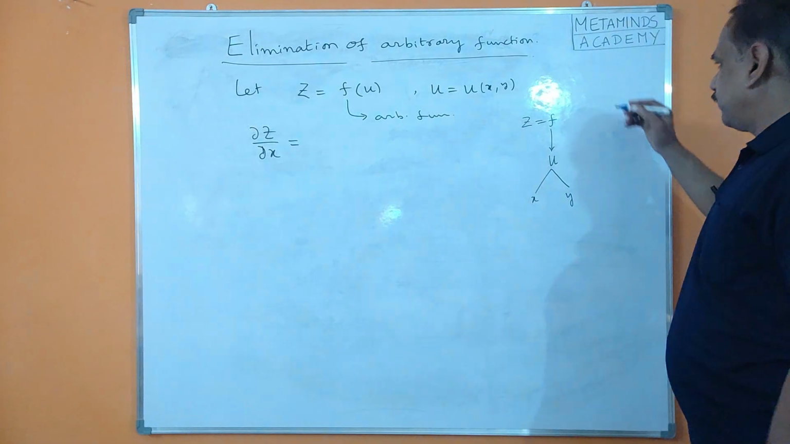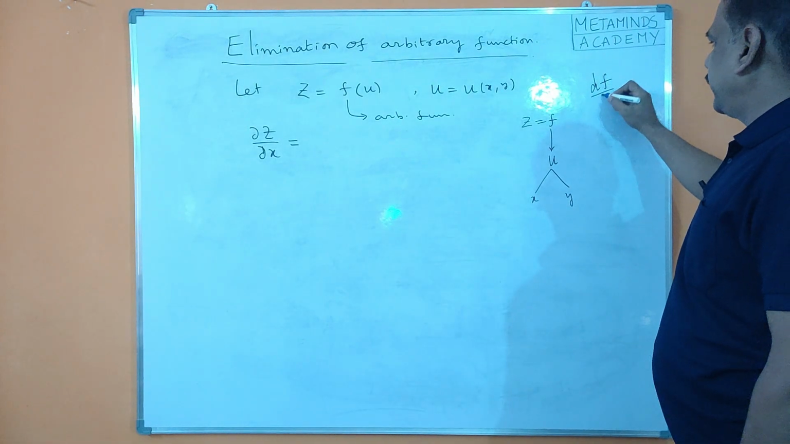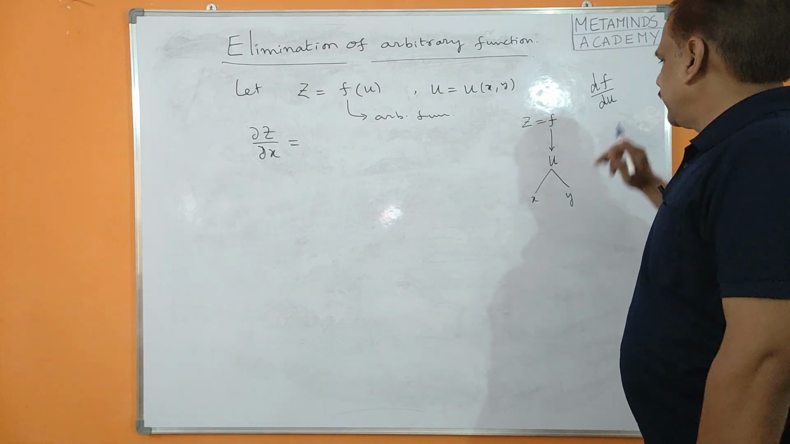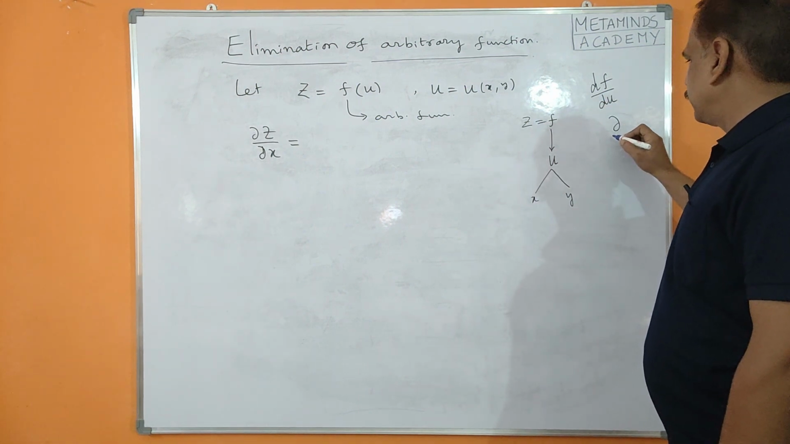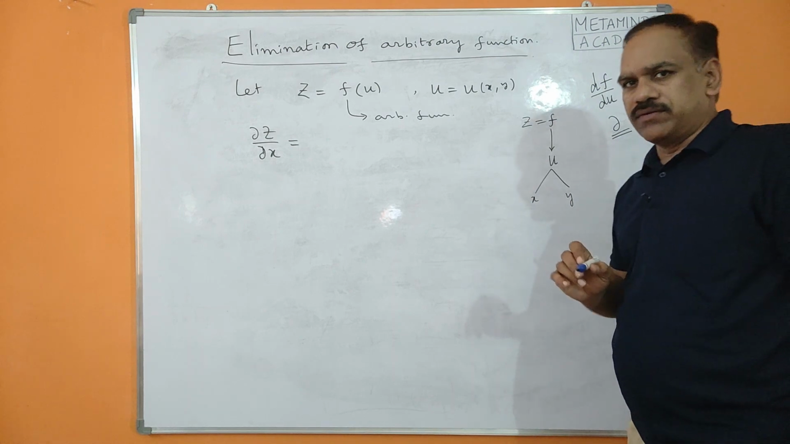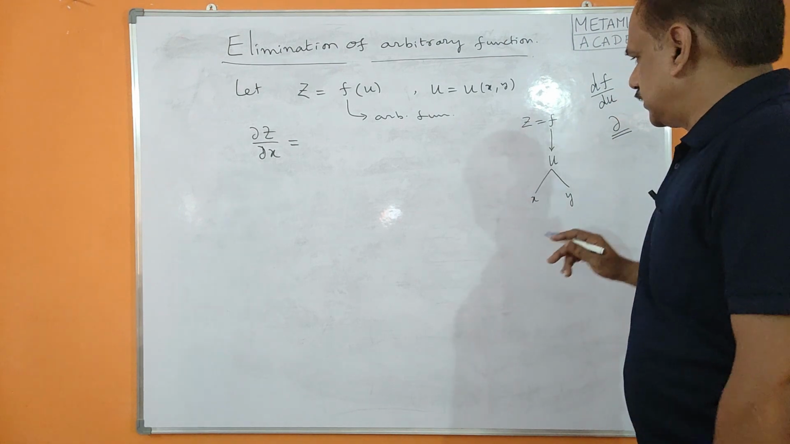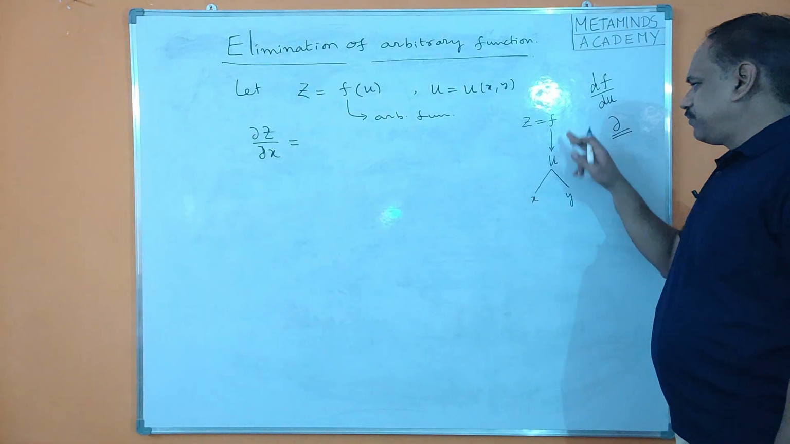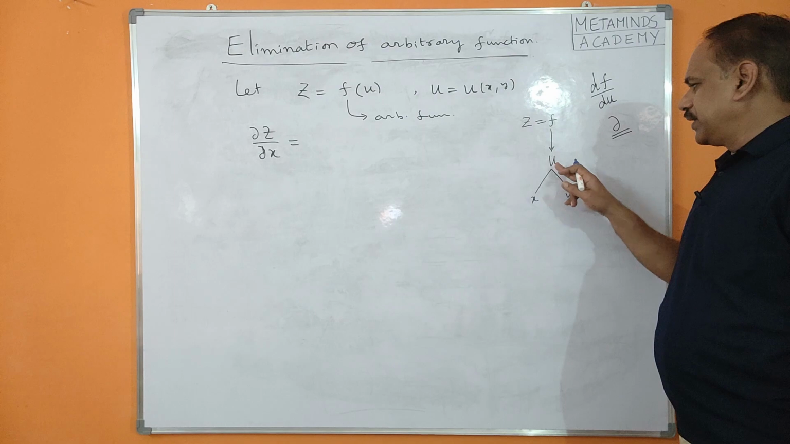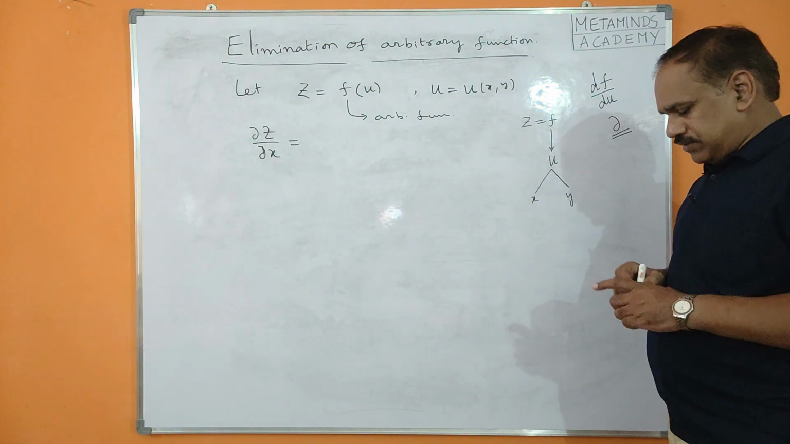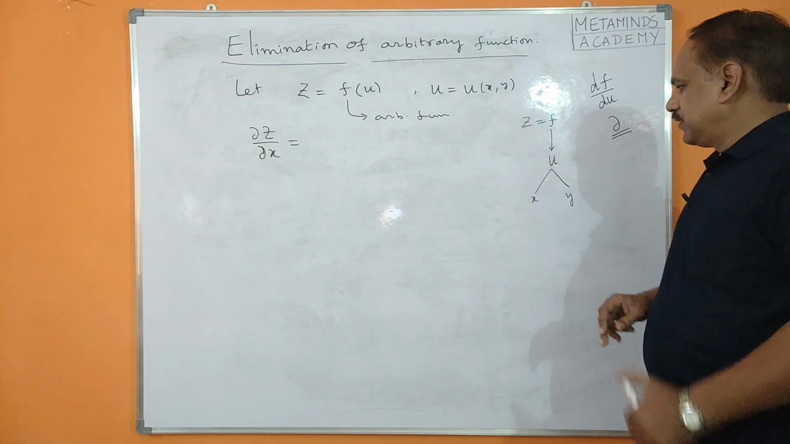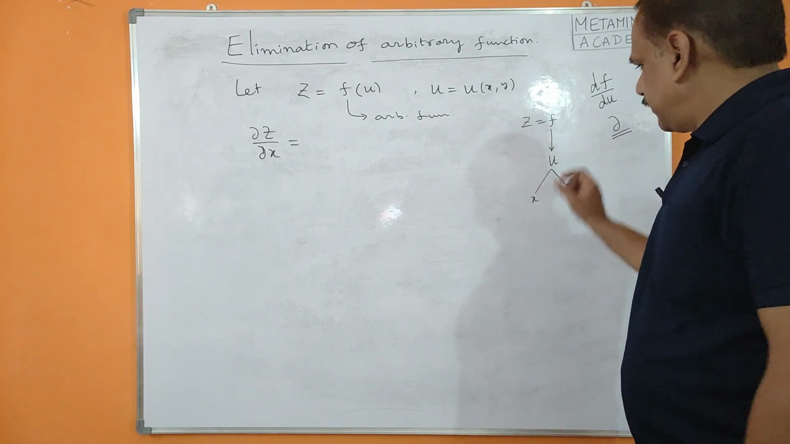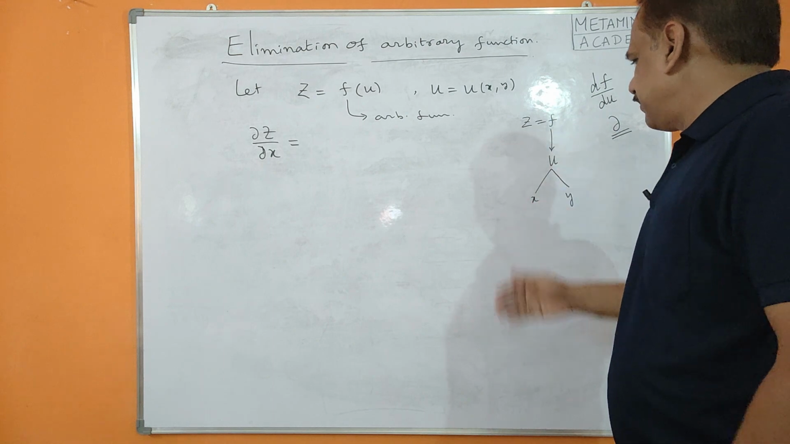So how to differentiate f with respect to x? Because f is a single variable function, f of u, it is df by du. Whenever you have a one variable function, it is df by du. If we have a two variable function, we use dou, the partial derivative. So df by du multiplied by dou u by dou x. In series, it is multiplication. In parallel, it is addition.